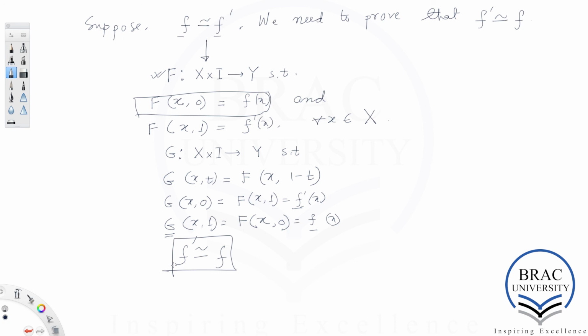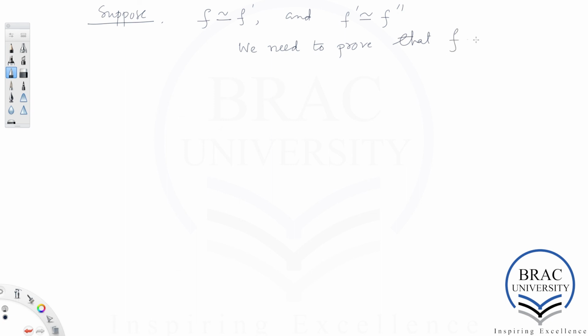This proves the symmetry of the underlying relation of homotopy. Now we have to prove transitivity. So suppose f is homotopic to f prime and f prime is homotopic to f double prime. We need to prove that f is homotopic to f double prime.